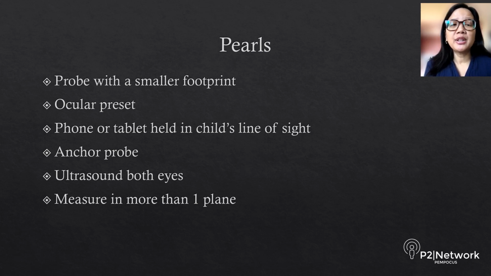With younger children, it can be difficult to get them to cooperate with the exam. So with these kids, get Child Life or the parents to hold a screen such as a phone or tablet directly in the child's line of sight. To minimize pressure on the globe when you're doing this ultrasound exam, you should anchor the probe with your 4th or 5th fingers placed on the nasal bridge or forehead.